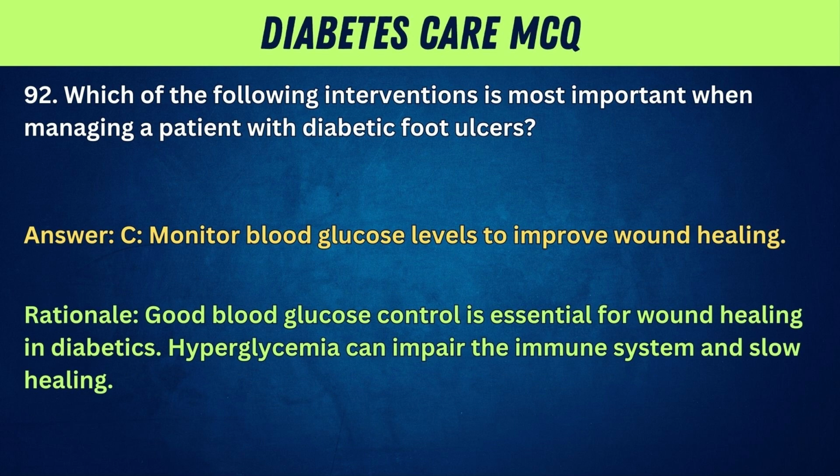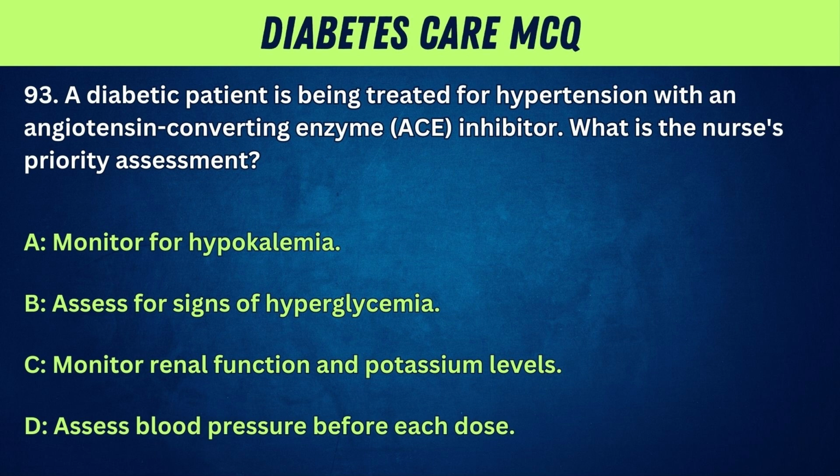Answer. C. Monitor blood glucose levels to improve wound healing. Rationale. Good blood glucose control is essential for wound healing in diabetics. Hyperglycemia can impair the immune system and slow healing. 93. A diabetic patient is being treated for hypertension with an angiotensin-converting enzyme, ACE, inhibitor. What is the nurse's priority assessment?